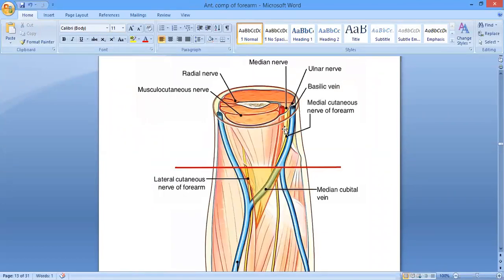ठीक है? कौन कौन से deeper structure यहाँ से cross करे जी? Do you remember the contents of the cubital fossa ji? Contents of the cubital fossa from medial to lateral. किसको याद है जी? देख के बता दो यार, ये नजर आ रहा है.